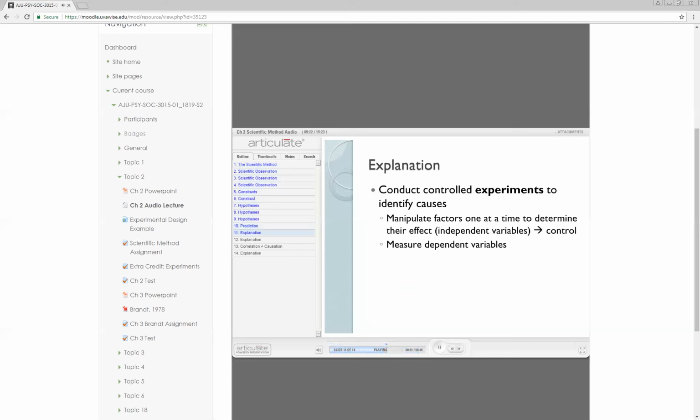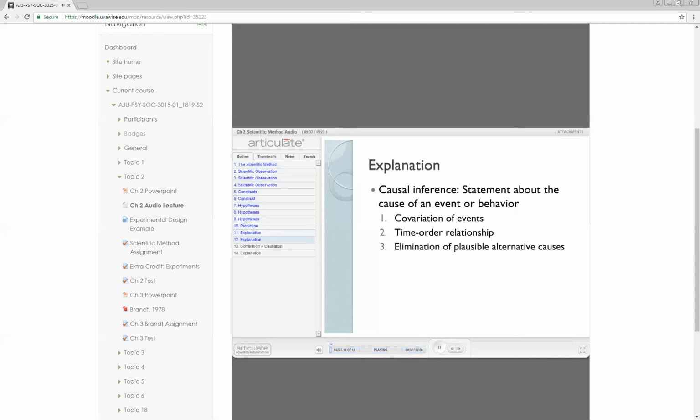In contrast, with correlational studies, we're measuring two things and looking at how they're related, but we are not doing anything to change the variables. With a correlation, all we do is measure the two variables and test whether they're related. In order to have a very good explanation of behavior, we need causal inference. So this is the goal of experiments. We want to be able to state that one factor causes another event or a behavior. So we want to be able to say that X caused Y.